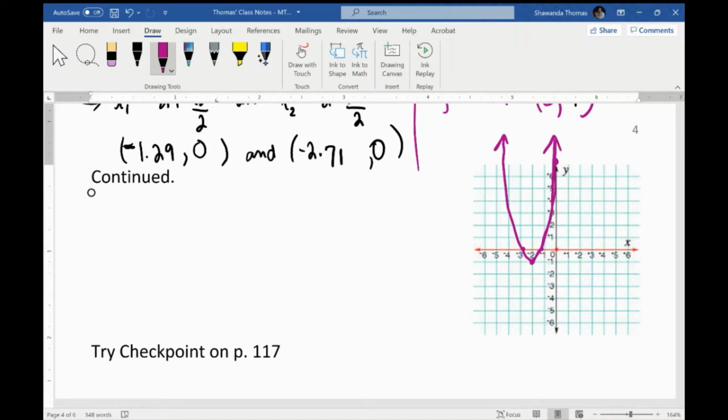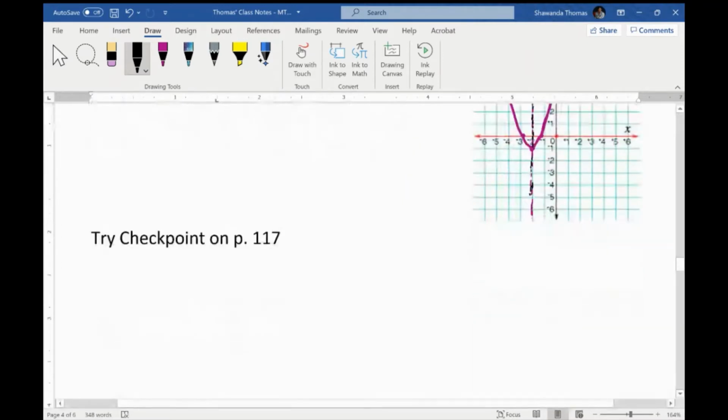The axis of symmetry was what again? X equals -2. X equals -2. So that just represents that line right here. So that's what I mean about you can't just put -2. You got to say X or write out X equals -2. All right. Very good.